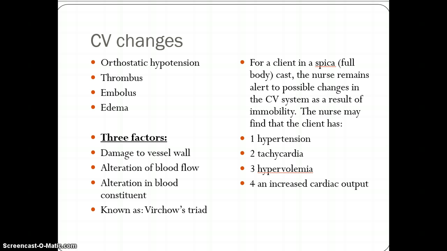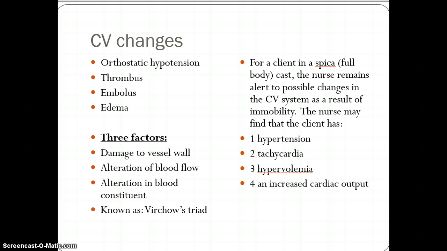When we look at this slide, I would take special note of that, because 3 factors that cause some cardiovascular changes probably will show up on the test. Damage to that vessel wall. With the damage to that wall, it alters the blood flow. It doesn't have that nice smooth vessel to flow through. It has turbulence because there's damage. And with that alteration in blood constituent, or how thick the blood is, all of those things, those 3 factors, are known together or collectively as Virchow's triad.